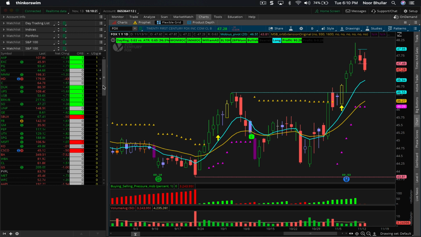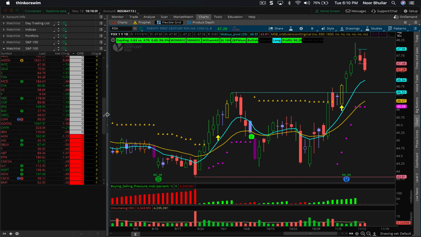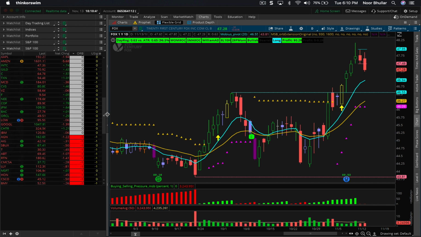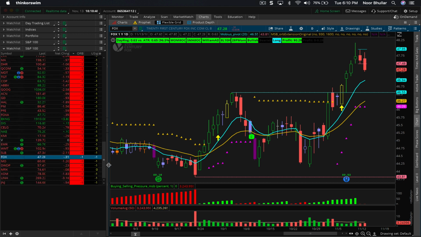So if you look at the overall market today, and if you just sort this out by the ORB, right, and you see how many stocks actually broke the opening range breakout out of 100 stocks, it's just a handful, right? Majority of them are in zero straight, which is pretty normal, right? Which means they stayed in the range that was established in the first 30 minutes. And these are all the stocks that are negative, right?